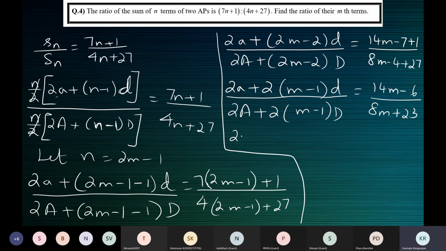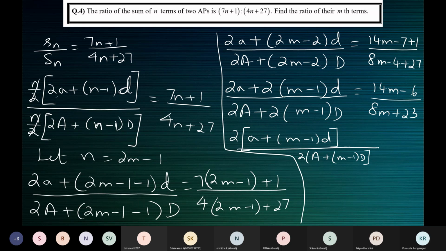So here 2 is common. So you get a plus m minus 1 into d divided by 2 is common, a plus m minus 1 into d. 2 is common, a plus m minus 1 into d. There are only 2 terms. There is one a term and one d term. Both the terms have 2 in common. So bring it out. Is equal to 14m minus 6 divided by 8m plus 23.